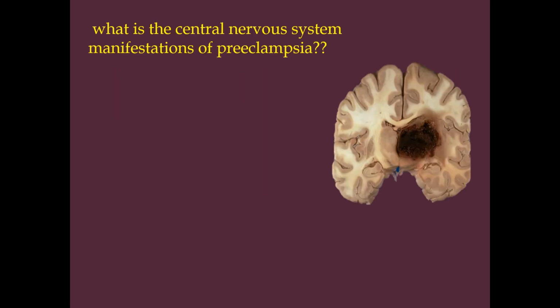What are the central nervous system manifestations of preeclampsia? The patient might present with headache. Also, they might present with blurred vision and scotoma. Cortical blindness can also exist.